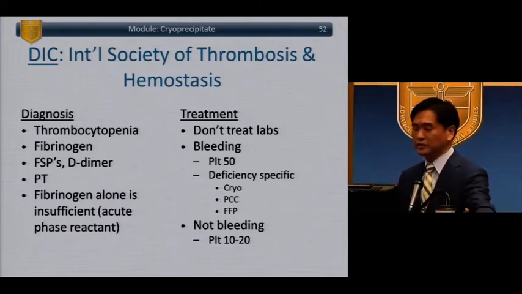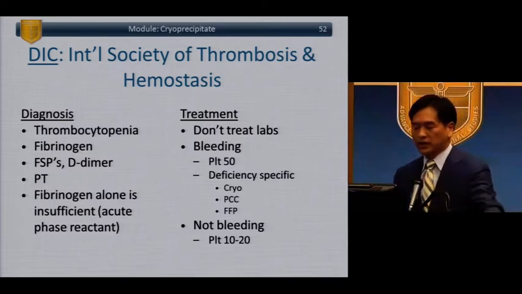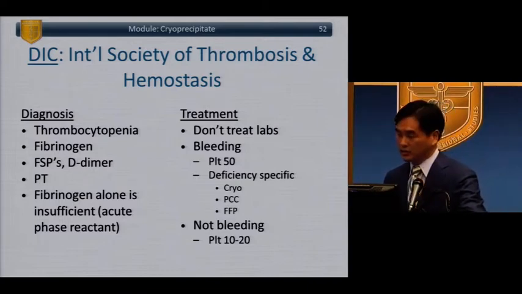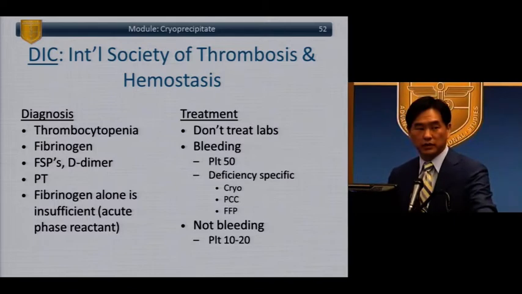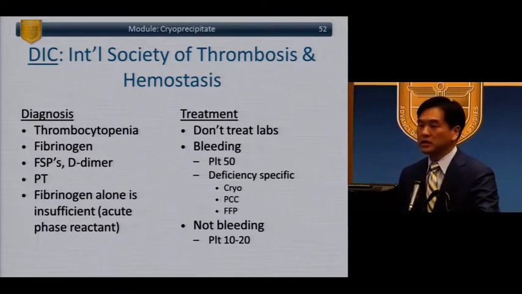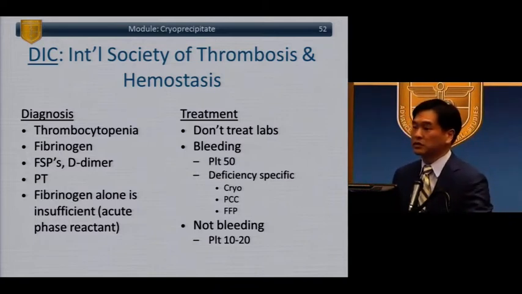So, from the International Society of Thrombosis and Hemostasis, the diagnosis includes these labs, but the treatment is not to treat the labs. The treatment is to treat bleeding, whether that's thrombocytopenia, or if you can figure out what specific deficiency you have, whether you can do that with routine coagulation studies or point-of-care tests. TEG is very popular, although I think it has mixed reviews in the literature.